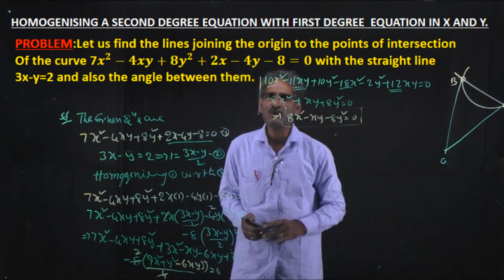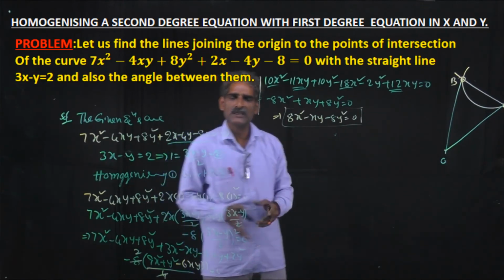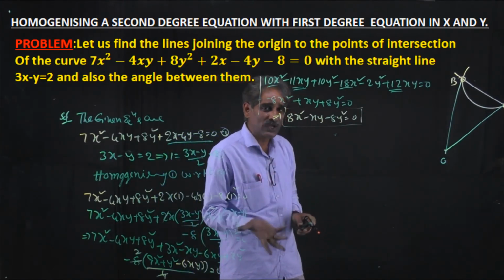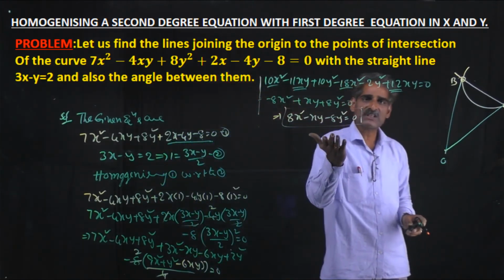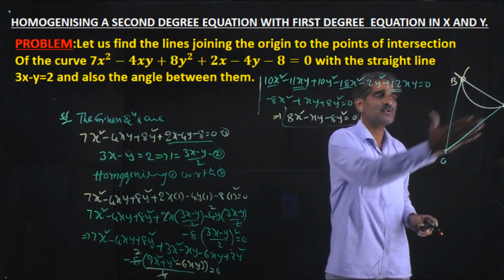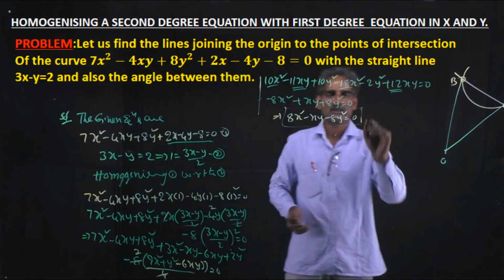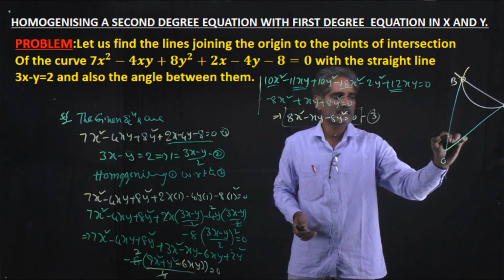This is a homogeneous second degree equation in x and y. This represents two lines passing through the origin. That means this is the equation of the lines joining the origin to the points of intersection, let them be A and B. We have to find out the angle between them.